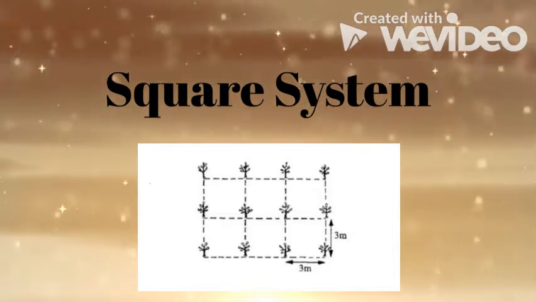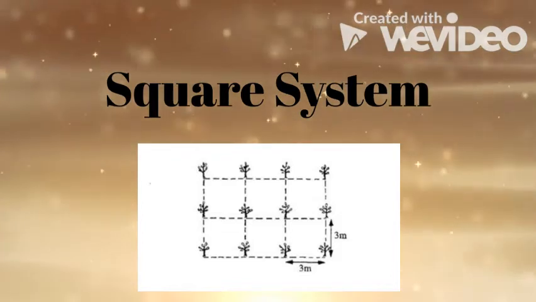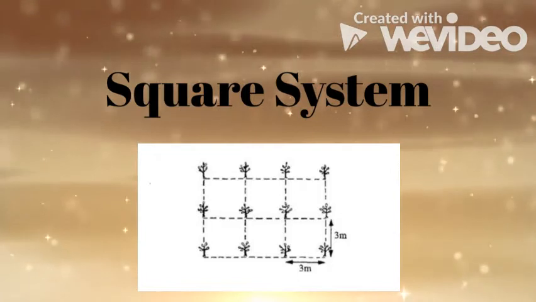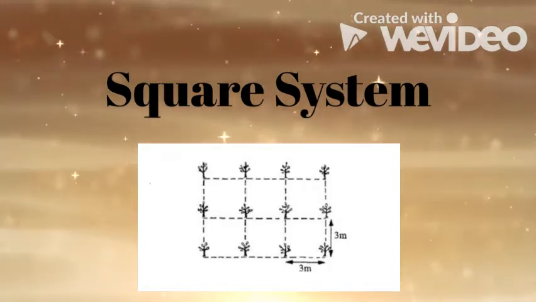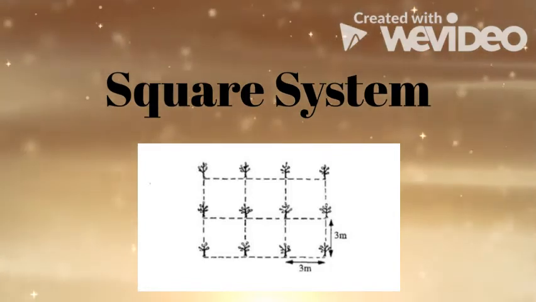Like, of course, the word itself, square. Just imagine a square, class, with four equal sides and at each corner a tree is planted. Just imagine that one, each corner has a tree. Okay, so next we have the rectangular system.